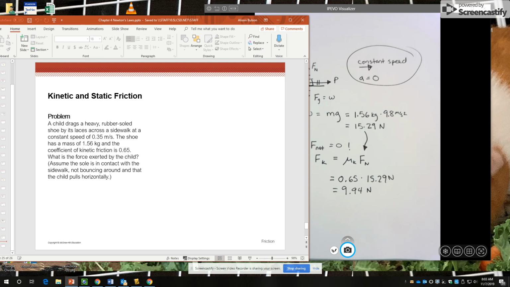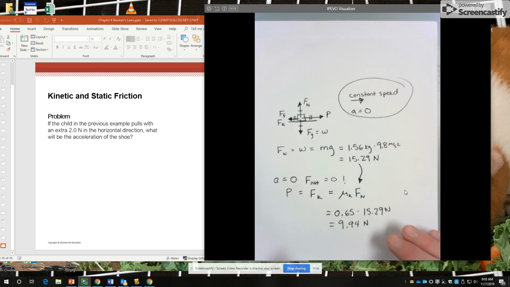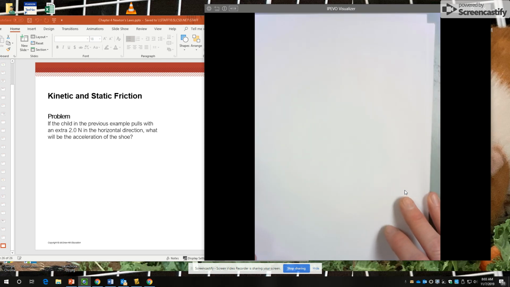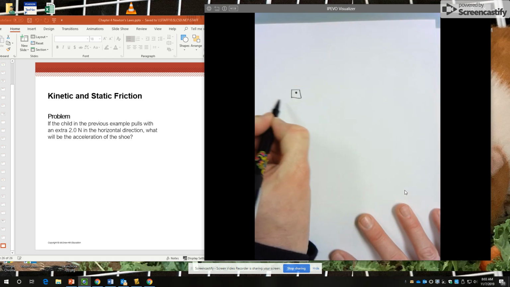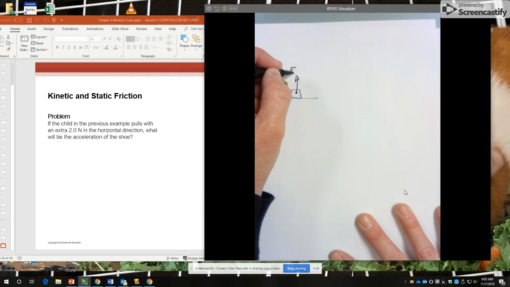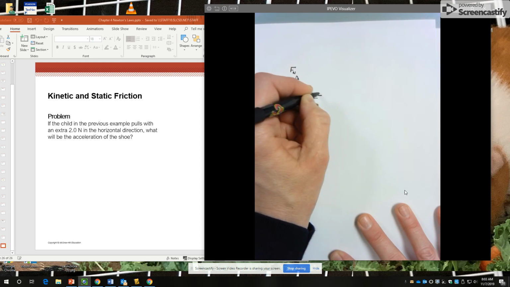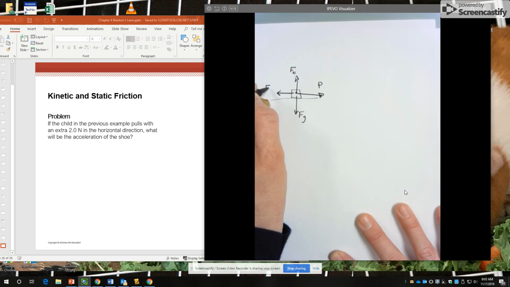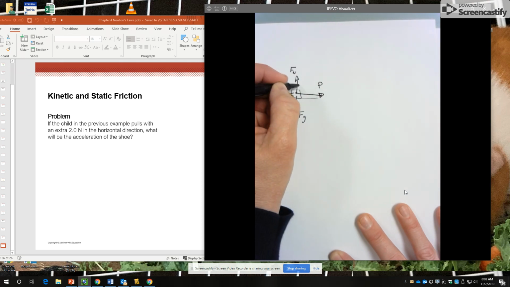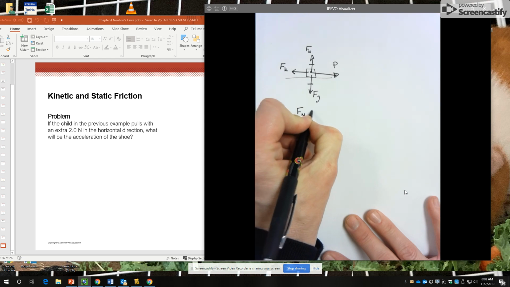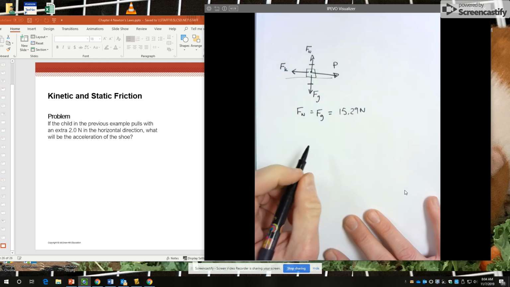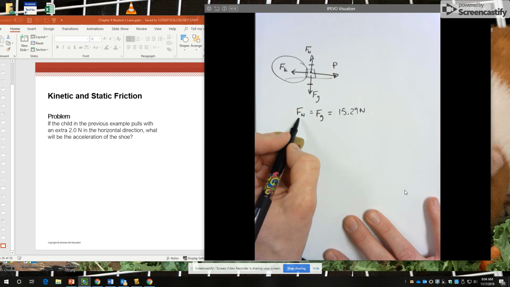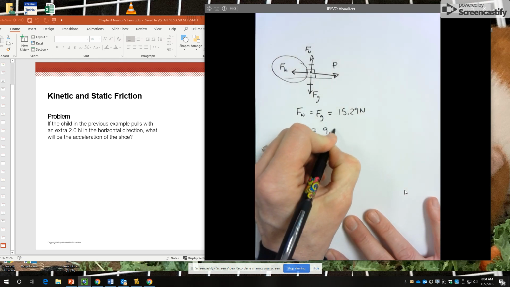One more example problem, and you should be ready to do some practice on your own. So now, in the previous problem, if the child pulls with an extra 2 newtons, what will be the acceleration of the shoe? Here we can imagine the shoe as a box. Either way, we consider the forces on the shoe: normal force, pull of gravity, child's pull, friction. We previously discussed how the normal force and pull of gravity are in balance. Oops, it looks like my camera froze. And so we knew that the normal force, equal to the pull of gravity, equal to the weight, was 15.29 newtons. And then we found that the friction force was equal to 9.94 newtons.